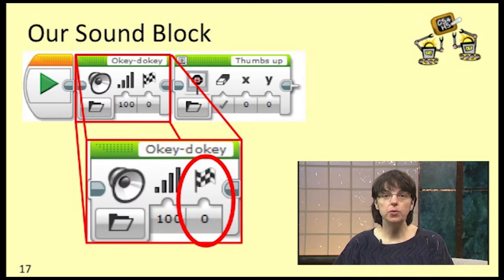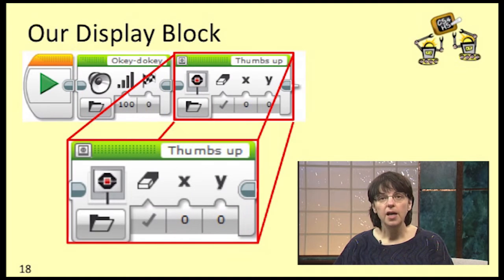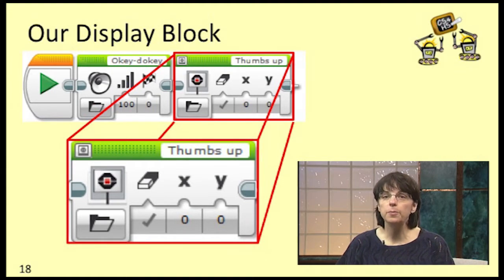When the sound type is set to wait for completion, that means that the EV3 should not move on to the next block until the sound block is done playing its sound. So the EV3 points at the sound block until it's done saying okie dokie, and then it moves on to the display block. In contrast to the sound block, the display block doesn't have any sort of wait for completion option. And that makes some sense if you think about it. After all, what does it mean to wait for a picture? As far as the EV3 is concerned, when it's told to display a picture, it does so, and then it just leaves the picture on the screen until it's told to change it.